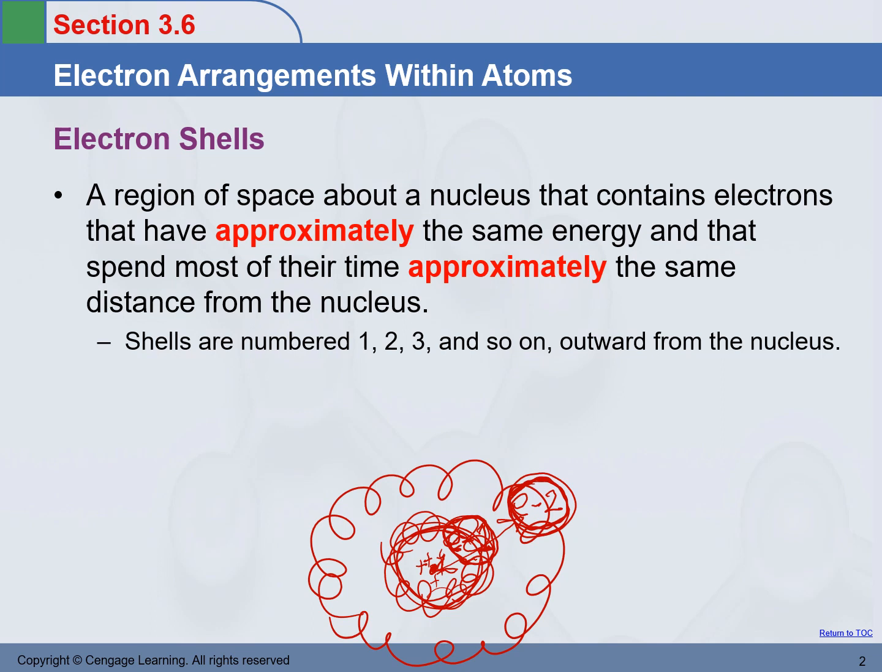Before, I kept saying electrons are troublemakers. Now I have to make a new statement. Not all electrons are troublemakers. The electrons in their outermost shell are troublemakers. They decide the behavior of the atom. Remember, electrons in their outermost shell are troublemakers. All right, let's move on.